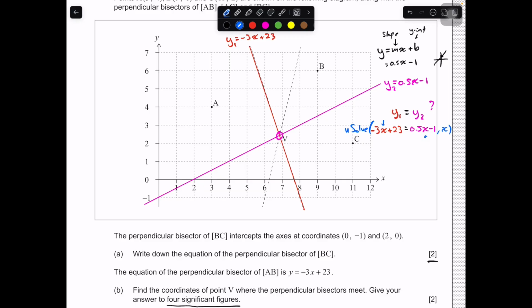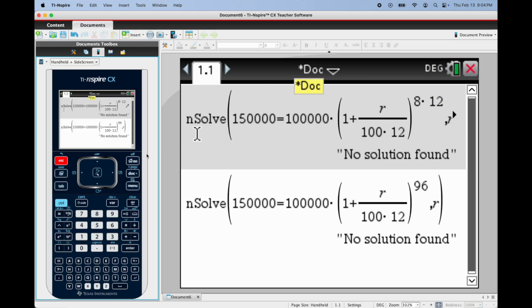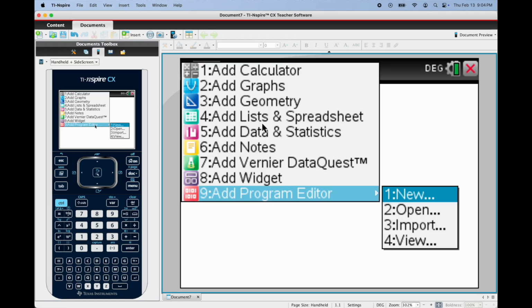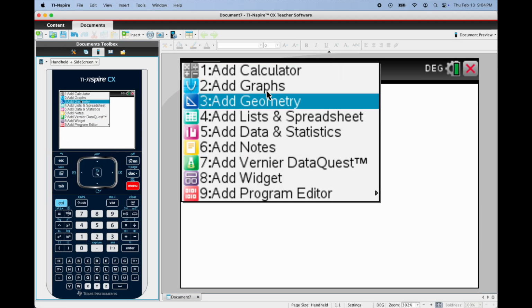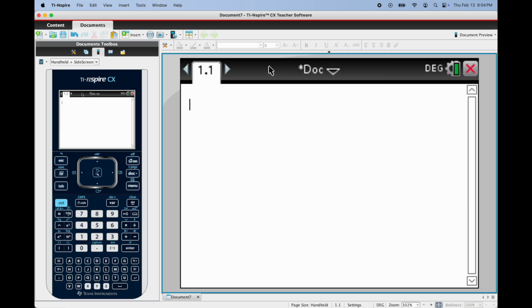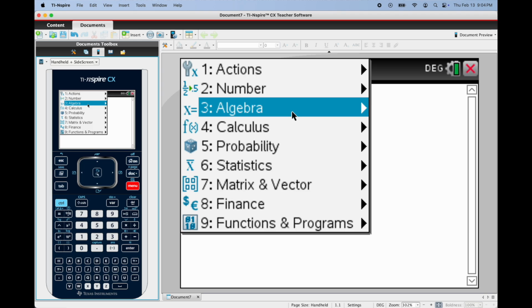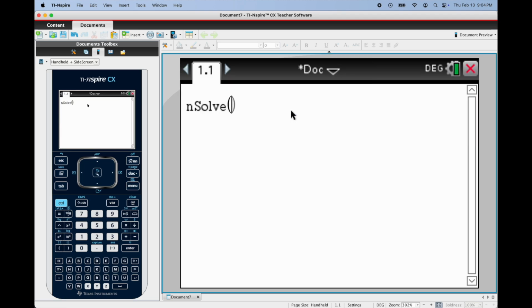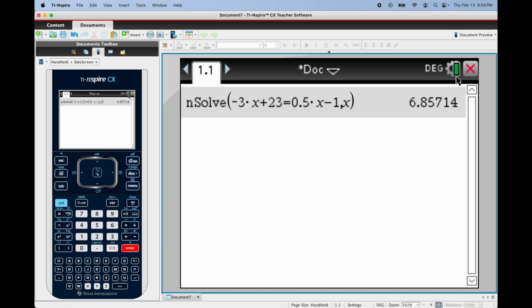Let's go to the calculator. I'm going to get a new window, actually. Okay. Menu. Let's go to add calculator. I'm thinking that maybe there's a quicker way, actually, in the back of my mind. So negative 3x plus 23 is equal to 0.5x minus 1. Let's solve for x. Okay. Let's not do this. So I was thinking, yeah, let's just set one equation equal to another. But I had forgotten about the 4 sig figs.